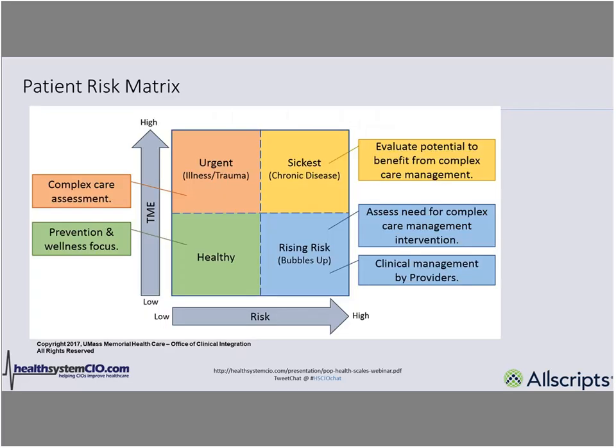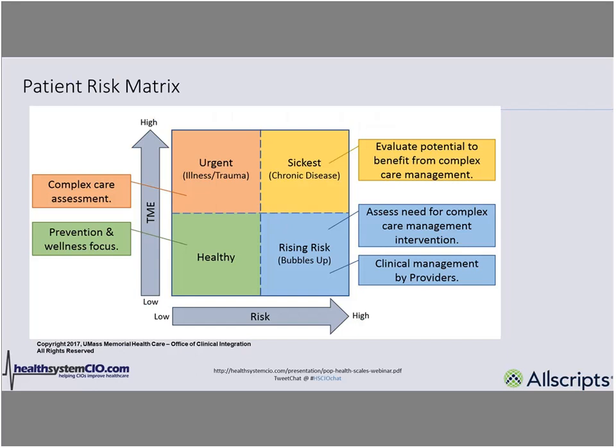One of the things that helps us in our decision to manage population is our patient risk matrix. In the 4-quadrant matrix, you'll notice you have healthy, rising risk, sickest, and urgent. You have to make a decision as a population health management organization on who you're going to manage, how you're going to treat, and what kinds of protocols you're going to handle in each one.